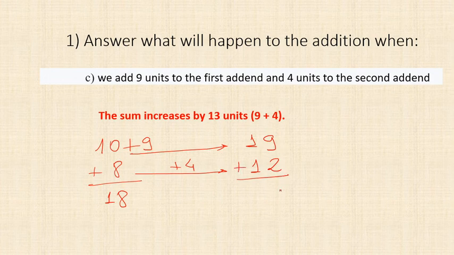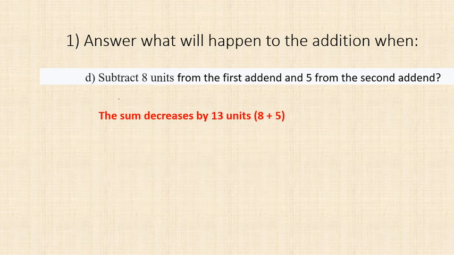This is going to give me 31, right? And if you see, it increased 13 units in the sum. Then what happens when we subtract 8 units from the first addend and 5 from the second addend? So we decrease the sum in 13 units.